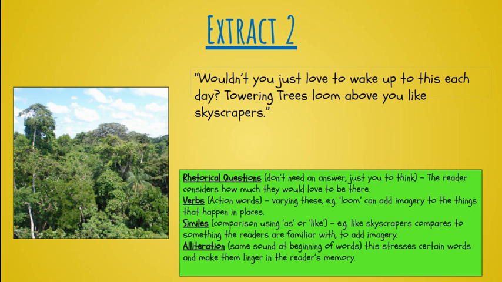Verbs, action or doing words. Varying these, for example loom, can add imagery, so make you picture in your mind the things that happen in places. Similes, using as or like. So in this one, they've said loom above you like skyscrapers, so the reader can imagine something they're familiar with. Alliteration. Can you spot the alliteration where 2 of the words start with the same letter? Towering trees.